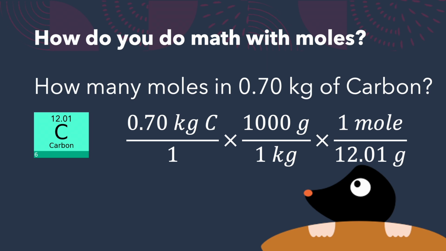First, we convert kilograms to grams. You know there's 1,000 grams in a kilogram. Put kilograms in the bottom so it'll cancel, and 1,000 grams on top. Now you want to cancel the grams and end up with moles, so the next fraction will have 1 mole on top and 12.01 grams on bottom. Your answer is 58 moles.